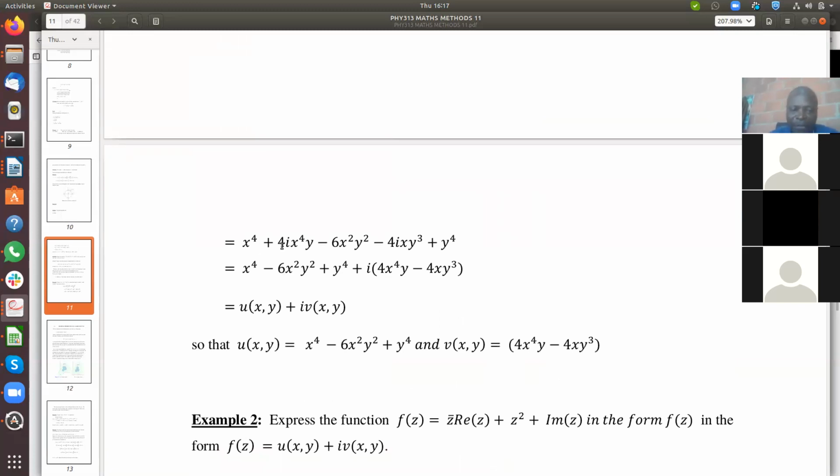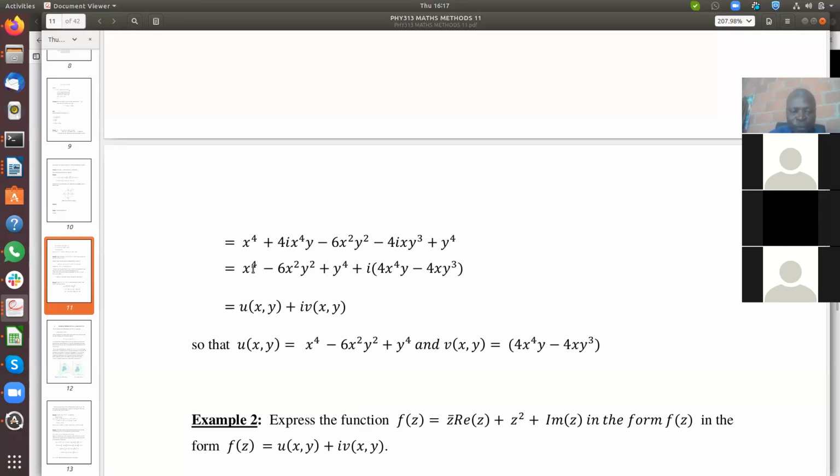If you look at this expression, there are about five terms here: 1, 2, 3, 4, 5. Out of these five, three of them do not contain i, which is imaginary. Those that do not contain i, you bring them together, which are x to the power of 4 minus 6x squared y squared, plus y to the power of 4. Then those that have i inside the expression, you bring them together as well. The first one there is 4i x to the power of 4 y, and the last one is 4i x y cubed. By the time you bring them together, you have i times the bracket of 4x to the power of 4 y minus 4x y to the power of 3.